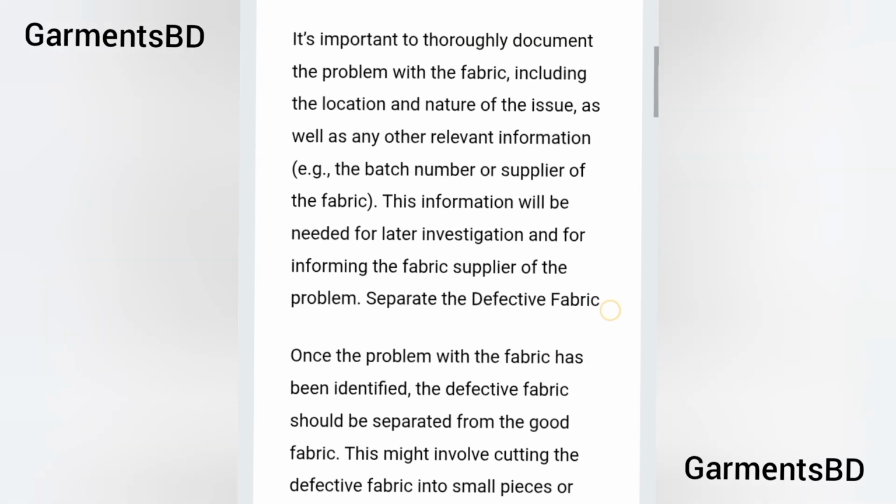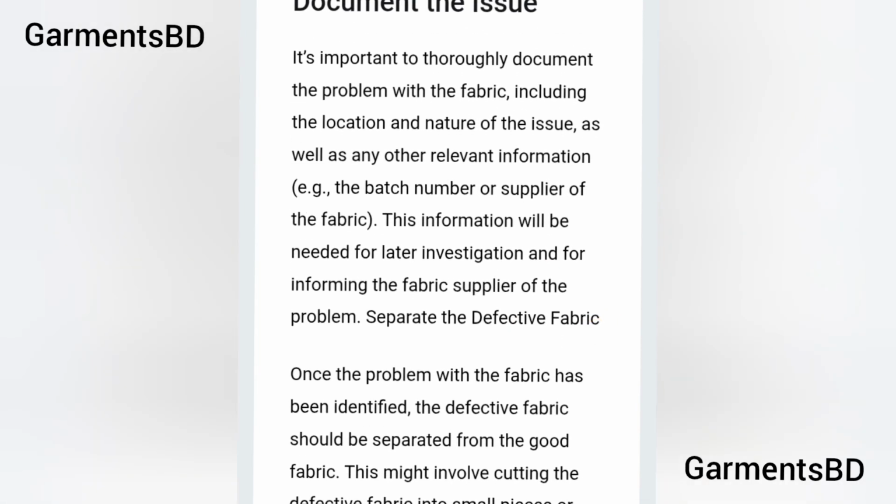Document the issues. It's important to thoroughly document the problems with the fabrics, including the location and nature of the issue, as well as any other relevant information, such as the batch number or supplier of the fabric. This information will be needed for later investigation and for informing the fabric supplier of the problems.